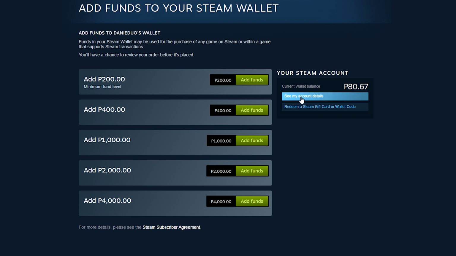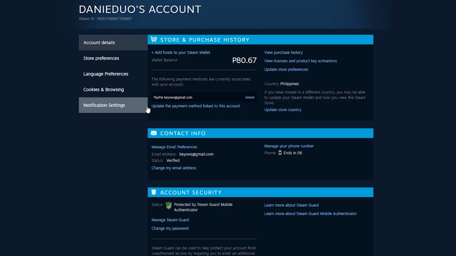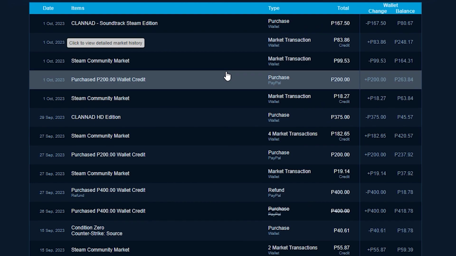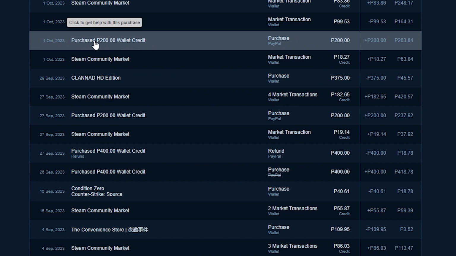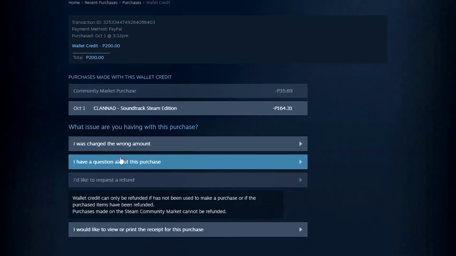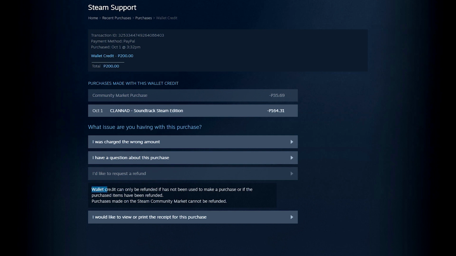And what you need to do is head over here to see my account details and head over to view purchase history. So let's look in here at the purchase. I purchased this one. Click on that one, and then what you need to do now is ask for a refund. As you can see, wallet credit can only be refunded if it hasn't been used.